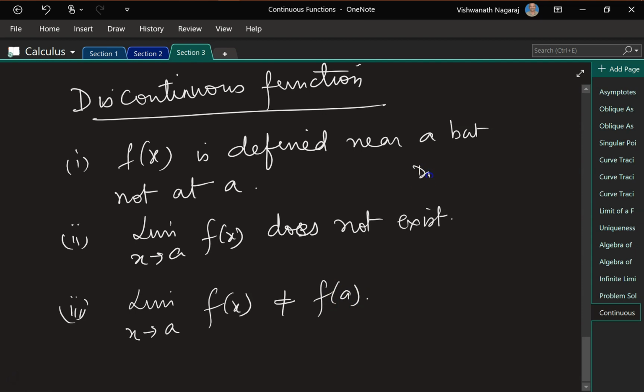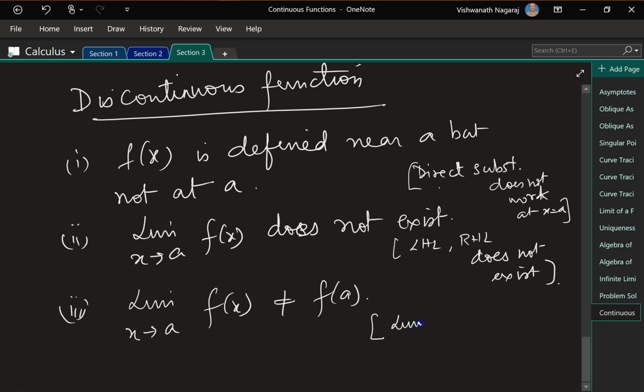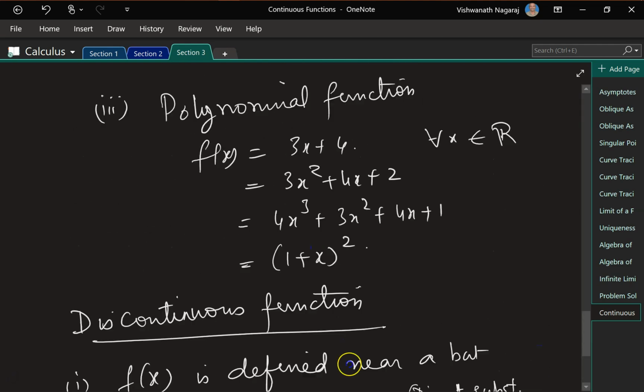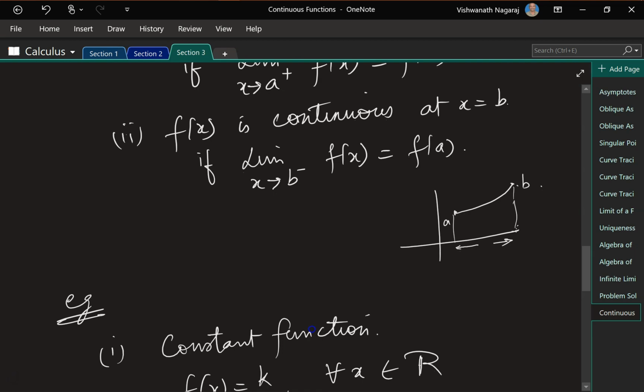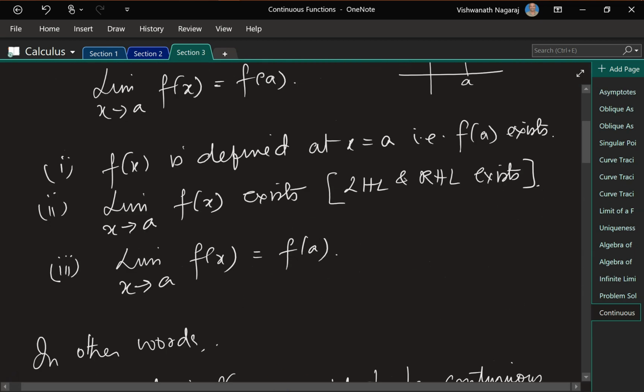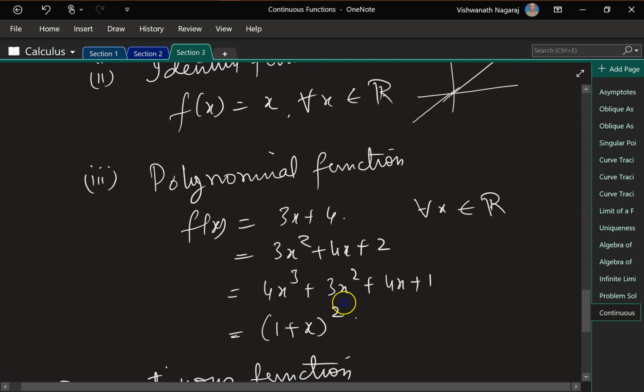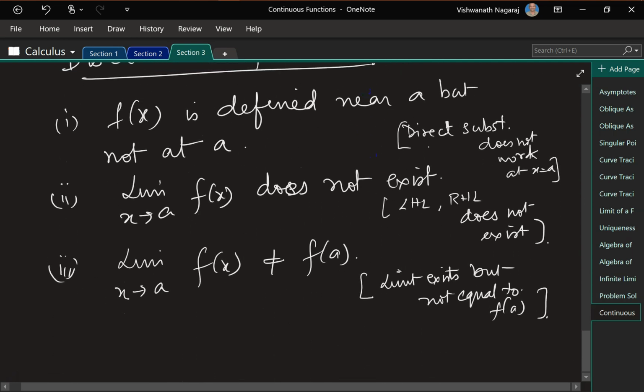Direct substitution does not work at x equal to a, right? Here, LHL and RHL do not exist, and here the limit exists but is not equal to f of a. So for it to be a continuous function, all those three conditions have to be true, right? Whereas for it to be a discontinuous function, any one of these conditions has to fail.